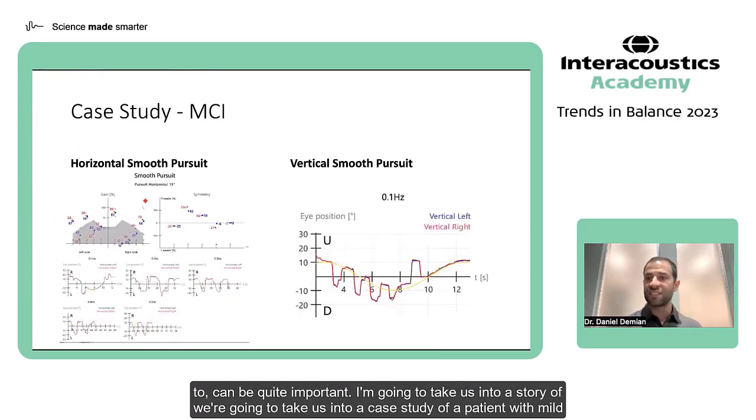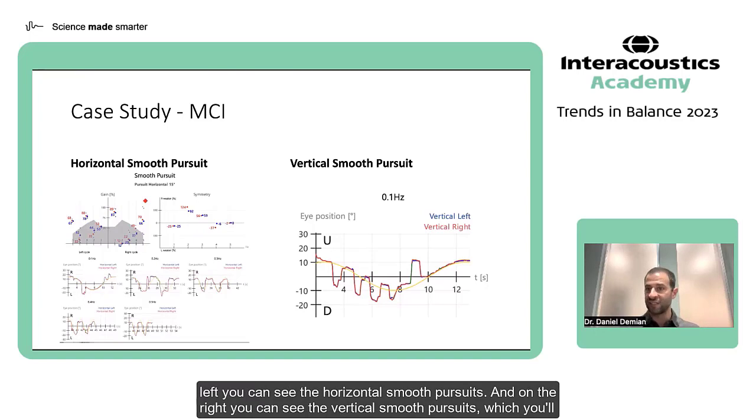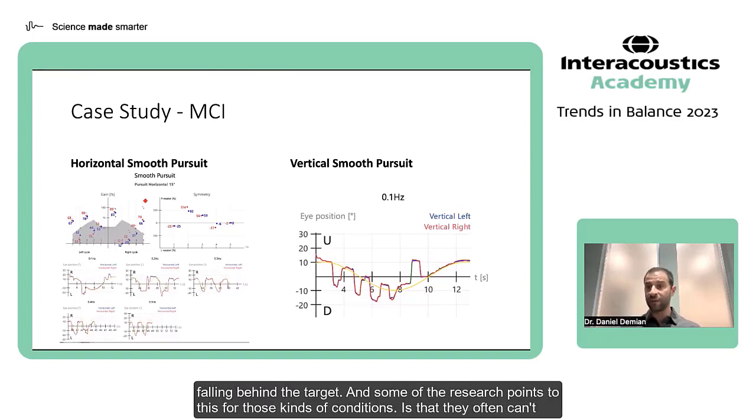I'm going to take us into a case study of a patient with mild cognitive impairment. Now, what we're going to look at with this patient is their smooth pursuits to start here. And so on the left, you can see the horizontal smooth pursuits. And on the right, you can see their vertical smooth pursuits. What you'll notice is the waveforms of both are jerky. The gain is low, and they're often shooting ahead of a target and falling behind a target.